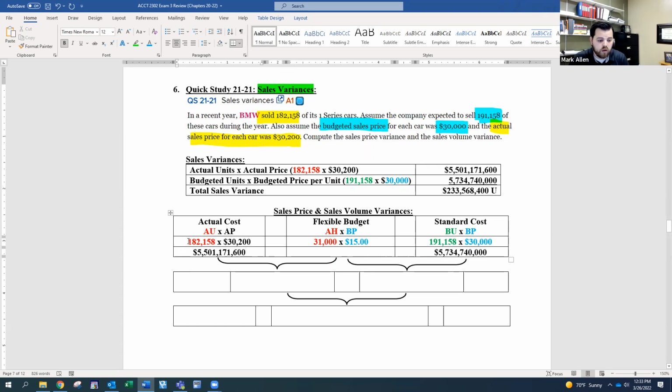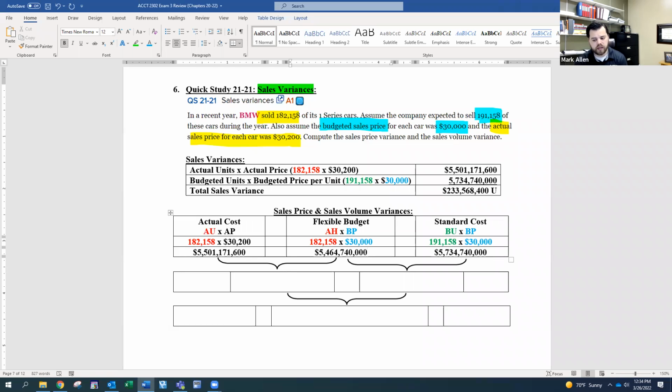Now, in the middle, remember, we'll pull our actual units from the left, that'll come in, and our budgeted price from the right, and that will drop right there. Now, this gives us in the middle $5,464,740,000. And at this point, I am feeling honestly pretty grossed out with these numbers. I'm not a fan. These numbers look pretty nasty, especially compared to what we've been working with, right? These are not easy to compare numbers.